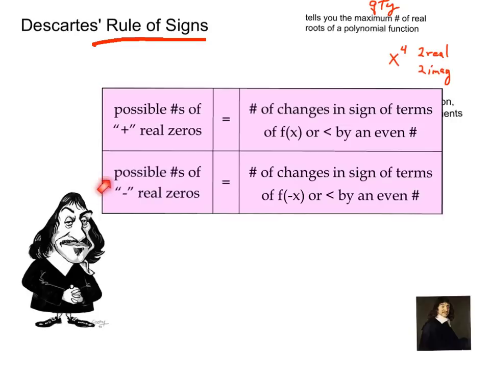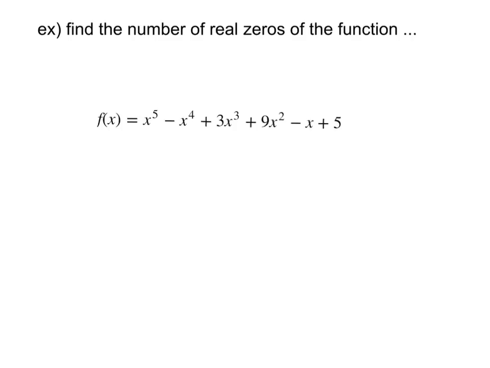How do we find the negatives? Well, the possible negative real zeros is going to be the number of changes in the sign of terms of f of negative x. If we were to switch the x in our function to negative x and then count the sign changes, it's either going to be that number or less than that number by an even number, namely 2. It always comes in pairs. So let's do a problem and figure this out. If you need to pause this to copy it, do what you got to do.